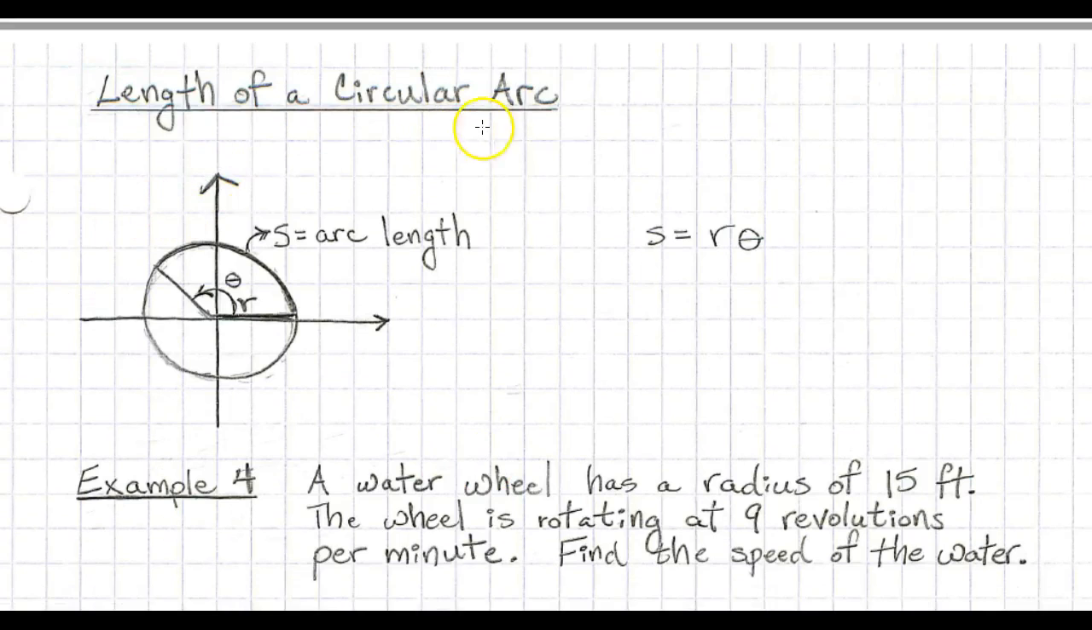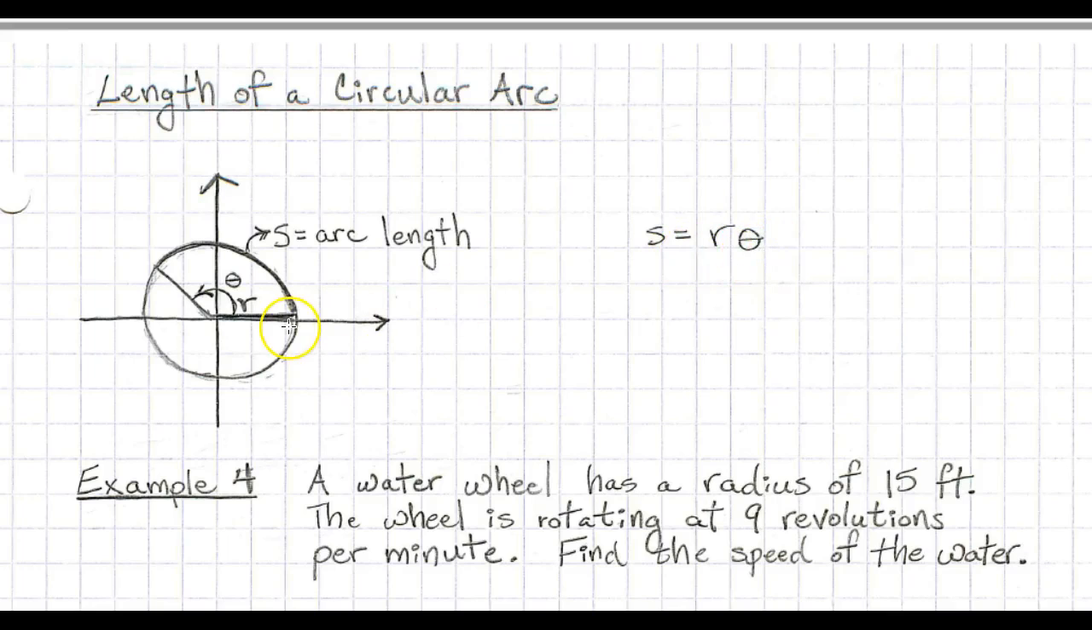Okay, the length of a circular arc, or often just called arc length, right? The arc length means the length along a circle. Assume we have a circle here, and the radius of that circle is r. Any spoke out, the distance would be r. If you want to know the arc length along the circle, that is r times theta.